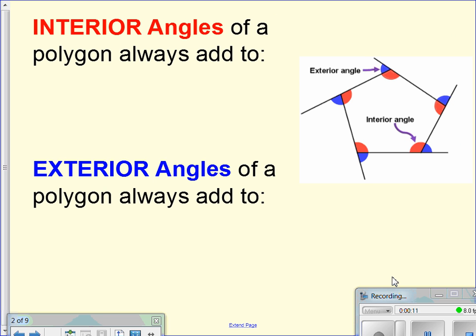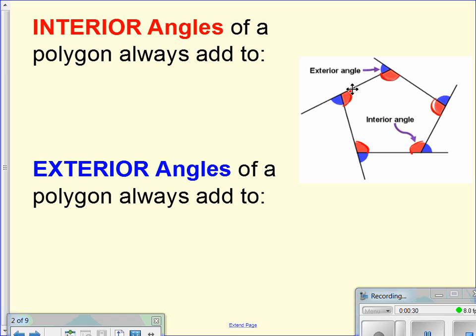All right, so we're looking at interior angles and exterior angles of polygons. A polygon, of course, is just any closed figure with straight sides to it, no curves or anything. First part we're looking at is the interior angles. So I got them marked here in red. These are all interior angles, pretty obviously because they're inside the polygon.